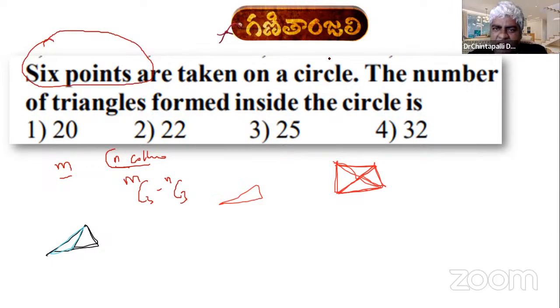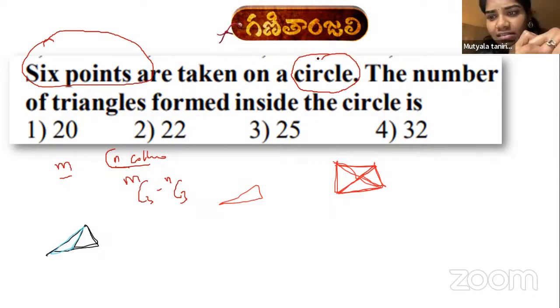Now, see, it is a clue. 6 points are taken on a circle. It's a big clue. Out of these 6 points, how many are collinear? How many are in a line? None. To get that point, they gave the point circle.